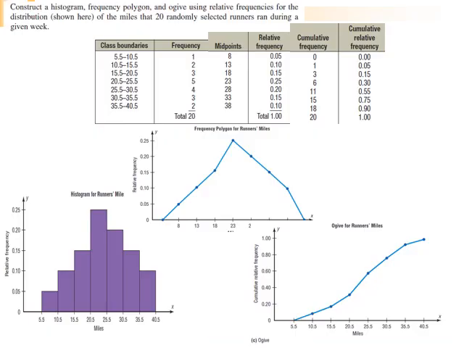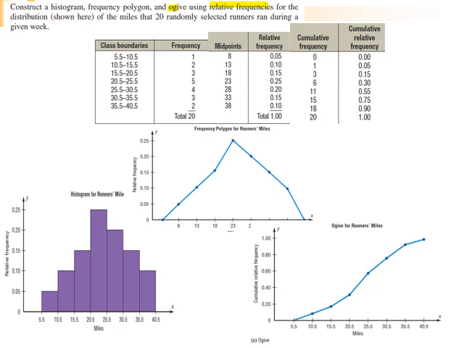And another example: construct a histogram, frequency polygon, and ogive. Again, ogive means the cumulative frequency polygon. So, by using the relative frequencies for each distribution. Now, you should use relative frequencies. This means we will draw the same charts, but in the vertical axis, we represent the relative frequencies, not the frequencies.